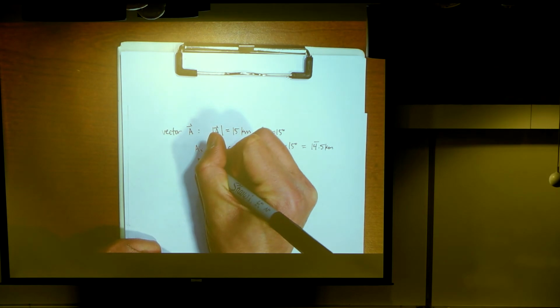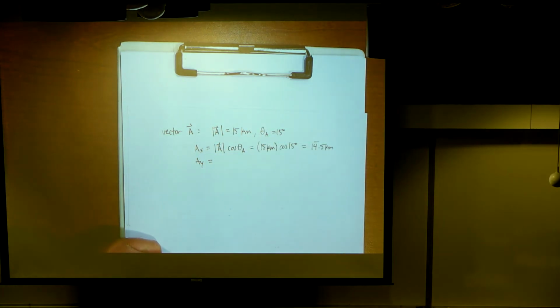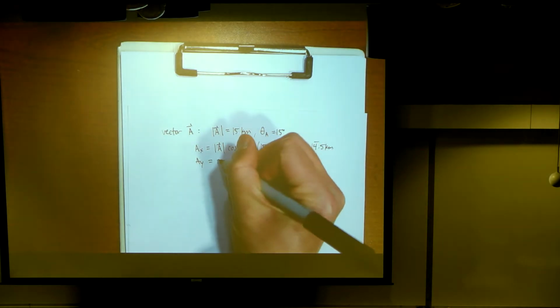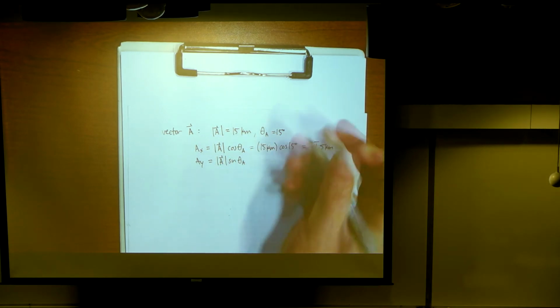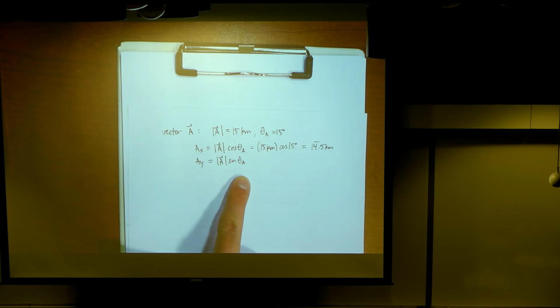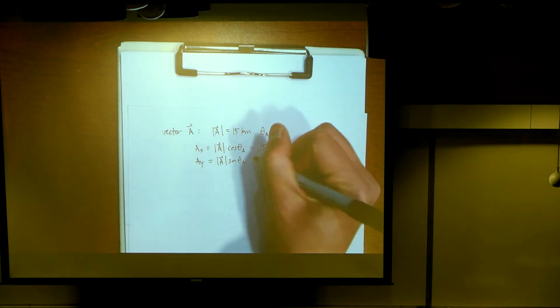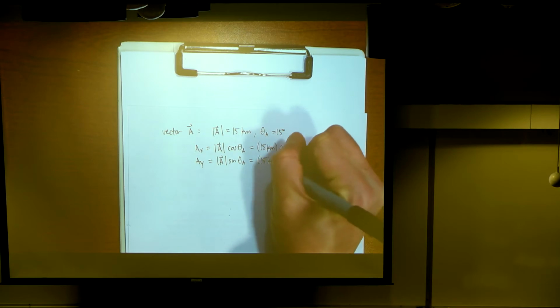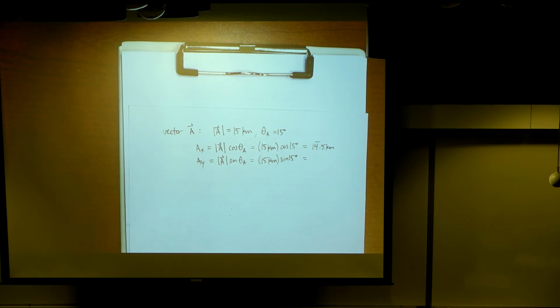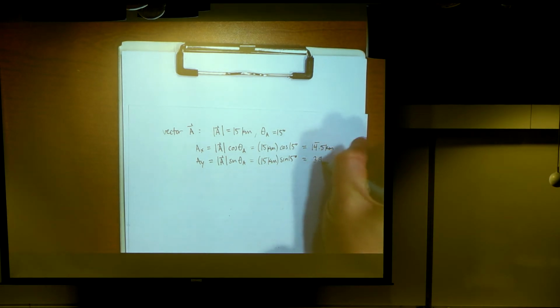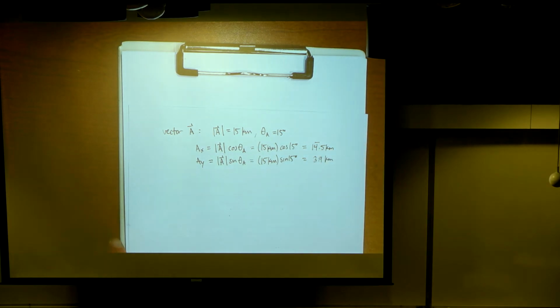What about Ay? What's the formula for that? It's A times sine of theta. Yep, so if I want the y component, I will take the sine of the angle theta instead of the cosine. So I'll have 15 kilometers, sine 15 degrees, and what will that give me? 3.9. Yeah, it's like 3.9 kilometers.